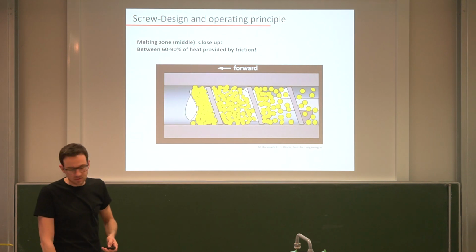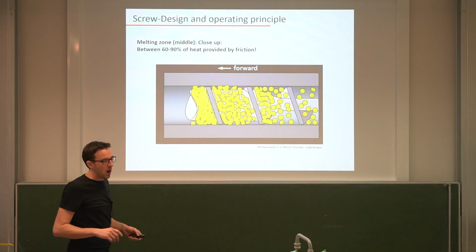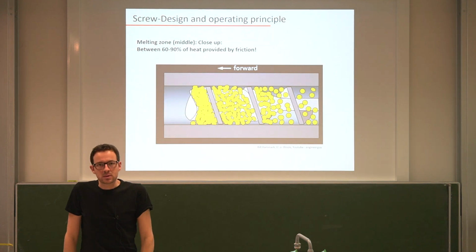Okay, so this is generally how we generate this soft and viscous polymer melt.